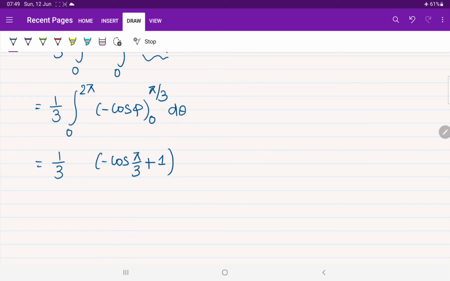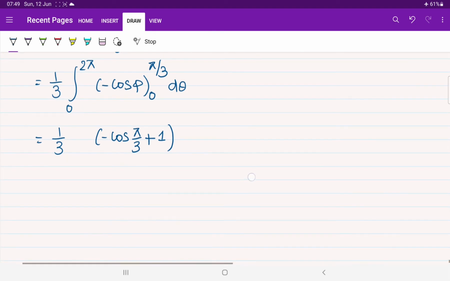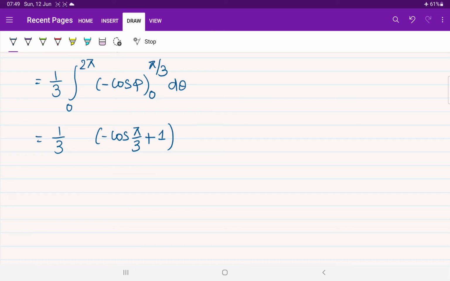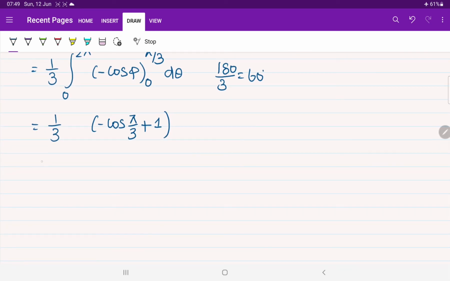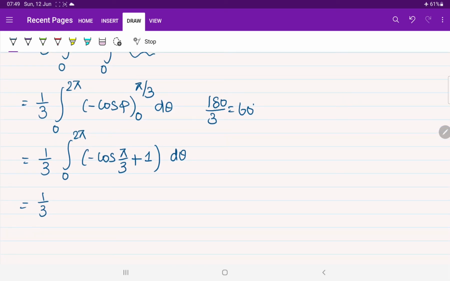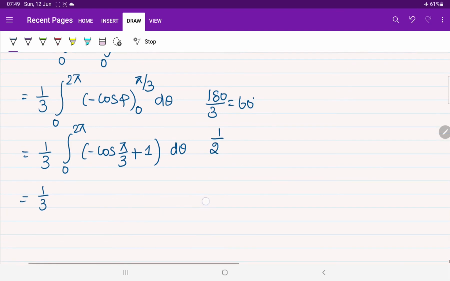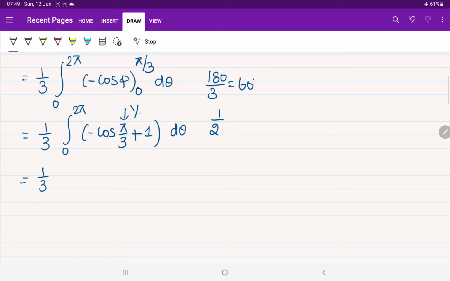Next, we need the value of cos pi by 3. Pi means its equivalent value is 180 degrees. 180 by 3 will be equal to 60 degrees. What is the value of cos 60? Let me write 1 by 3. Here the limits are going to be 0 to 2 pi. Still one more limit is pending, that is theta. Now let us substitute the value of cos pi by 3. We know cos of pi by 3 means cos 60, and cos 60 will be equal to 1 by 2. So we can replace this whole value by 1 by 2.